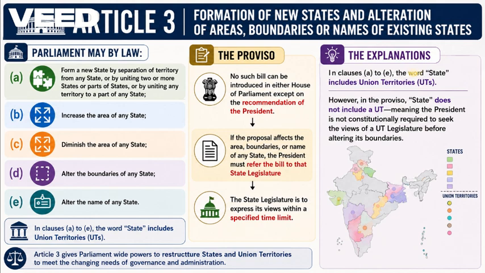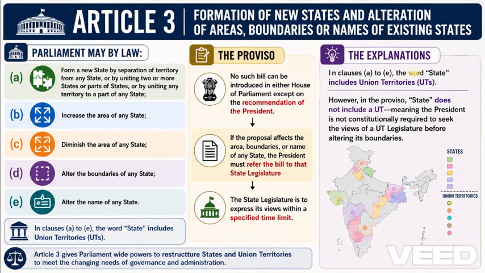B. Increase the area of any state. C. Diminish the area of any state. D. Alter the boundaries of any state. E. Alter the name of any state. The proviso: no such bill can be introduced in either House of Parliament except on the recommendation of the President.